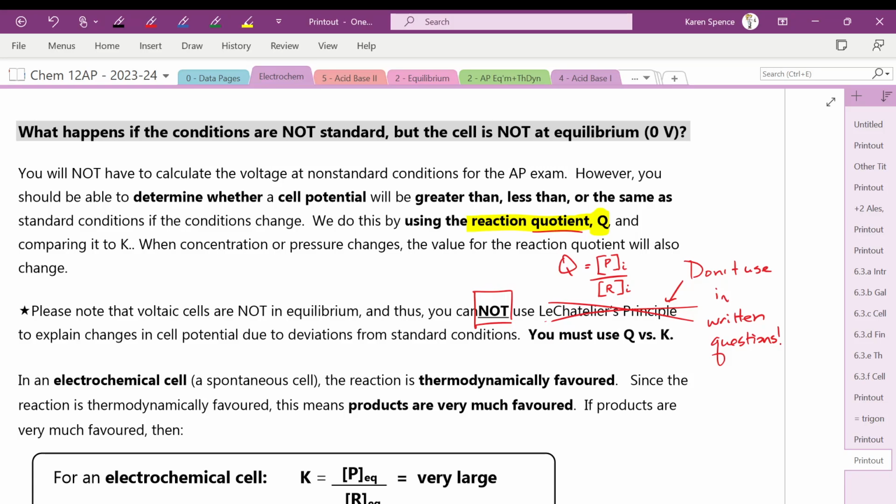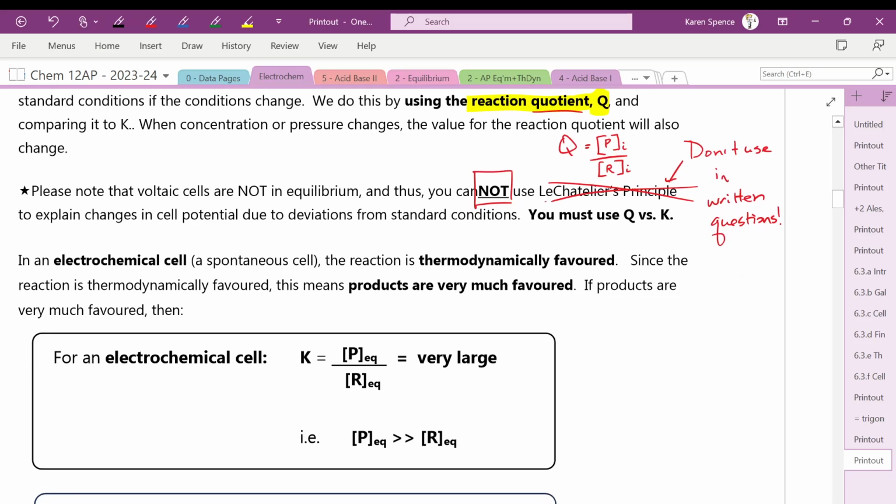You are not responsible for predicting what happens to cell voltages when temperature is changed. You are also not responsible for predicting what happens when gas pressures are changed, but you could use this same Q thing to do that if you needed to. We're basically just looking at changing concentration to either greater than 1 molar or less than 1 molar.